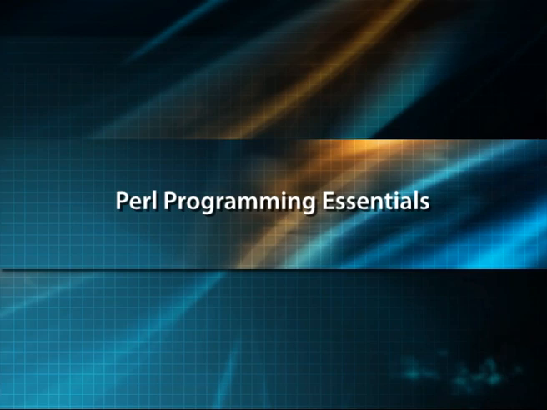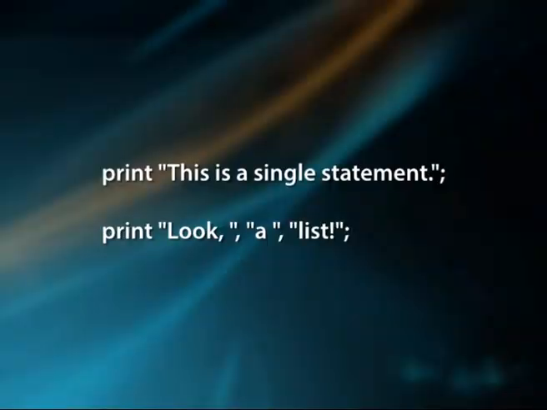Perl programming essentials. Perl has a rich library of functions. Almost all functions can be given a list of parameters which are separated by commas. The print function is one of the most frequently used parts of Perl. It is used to display things on the screen or to send information to a file. It takes a list of things to output as its parameters, as in print. This is a single statement. Print takes a list. There are two basic data types in Perl, such as numbers and strings.